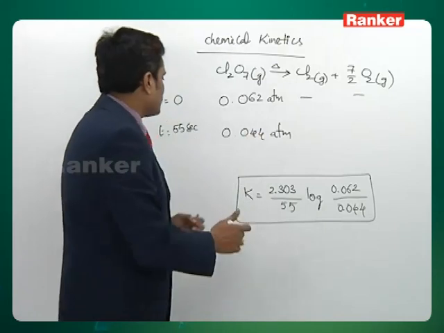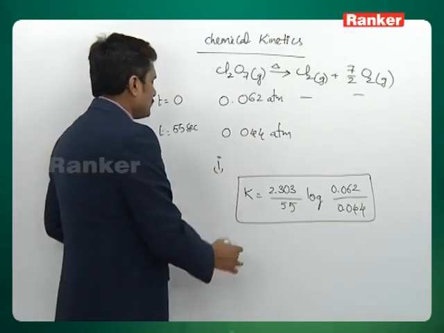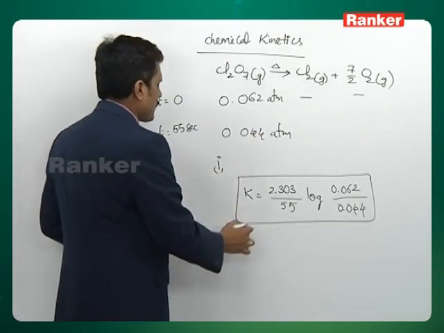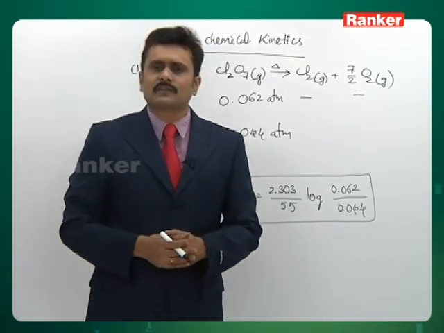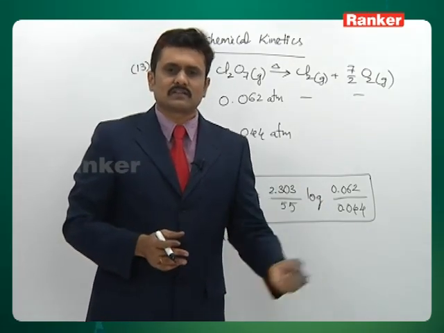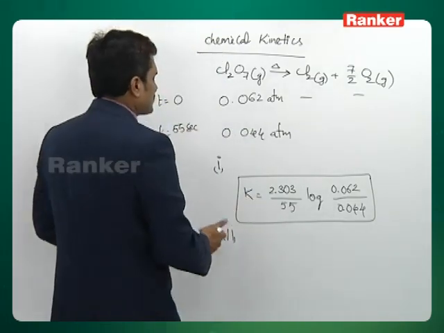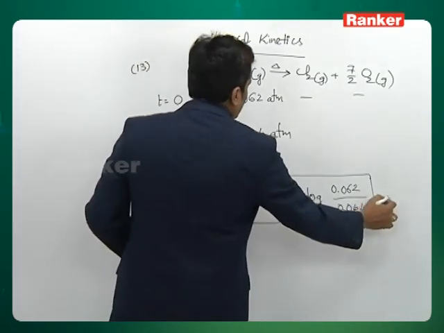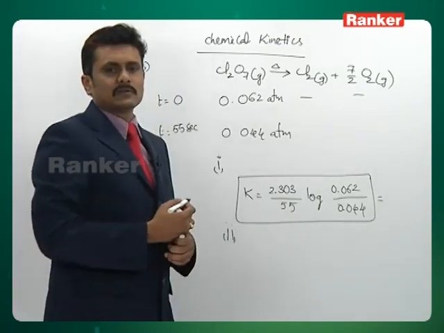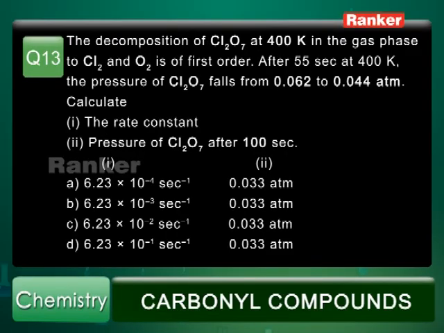Then in the second part of this question, you can see that we have been asked to find the Cl2O7 pressure after 100 seconds. But you know, my dear student, that the K value which we are going to obtain here is not going to change, which is calculated as 6.23 into 10 to the power minus 3 second inverse. It remains the same.